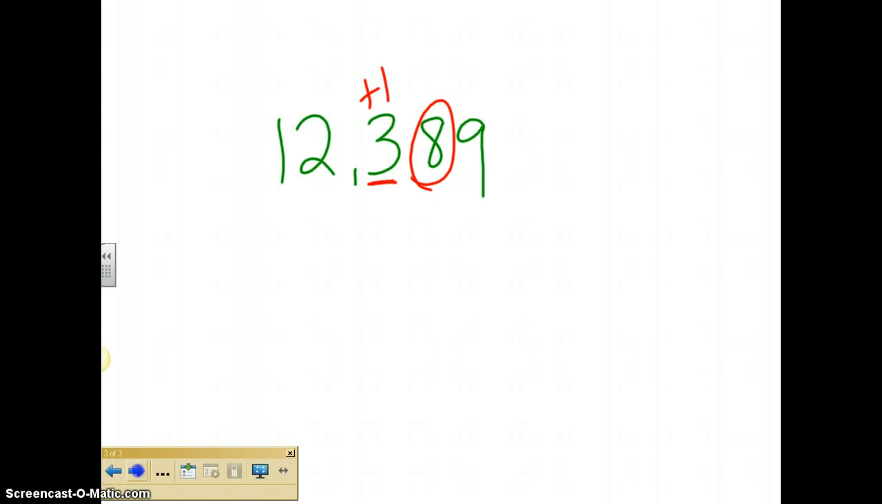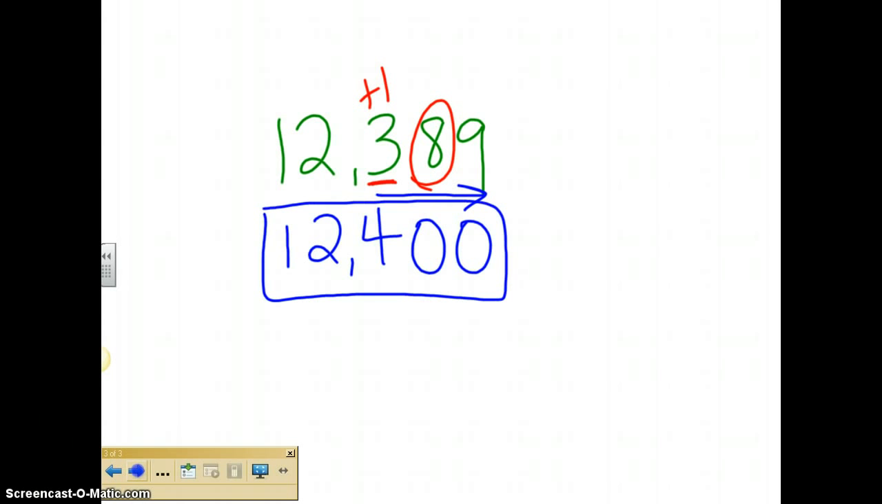So I add 1 to my line. My first two numbers stay the same, so I keep a 12. 3 plus 1 is 4. And everything after the underline becomes a what? It becomes a 0. So that 8 becomes a 0 and that 9 becomes a 0. So the number I'm left with after I'm done rounding is 12,400.